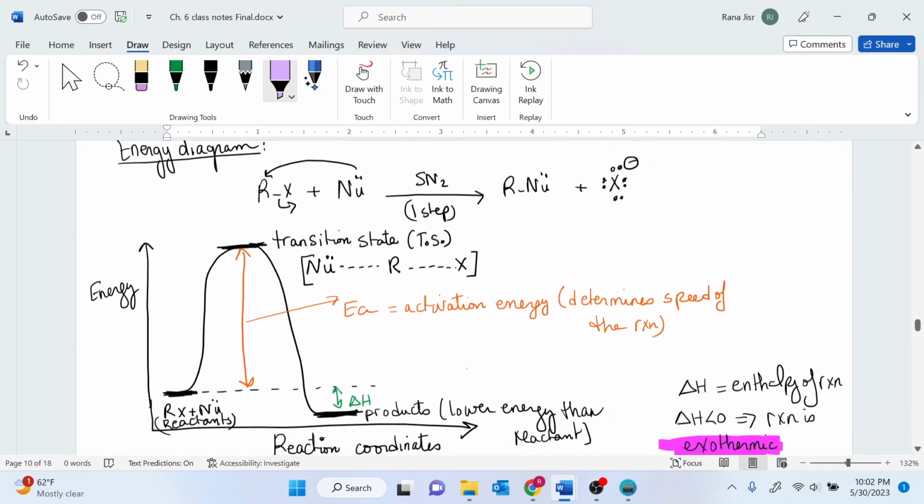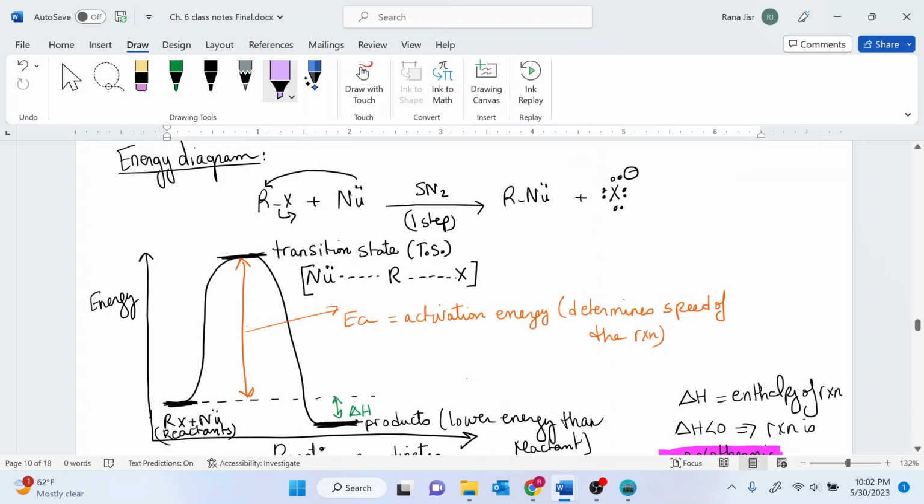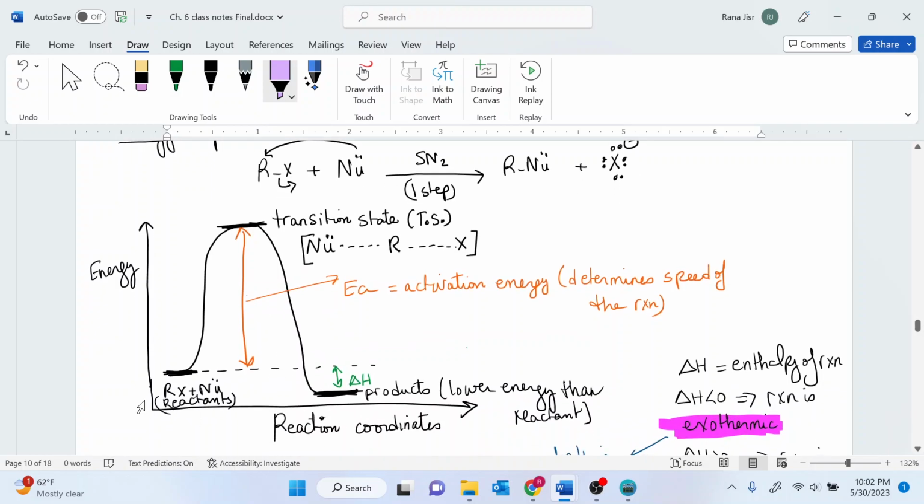SN2 is one step. And normally when we draw these reactions, we draw their energy diagram. The energy diagram is the summary of the reaction. It explains what's happening in the reaction, how bonds are formed and how bonds are broken. So it shows your reactants and it shows the products in there. It's a plot of the energy of the reaction versus the time that the reaction needs in order to go from the reactants to the products.